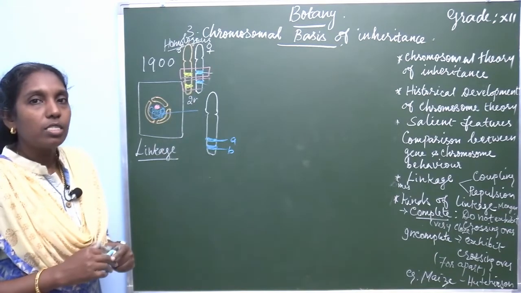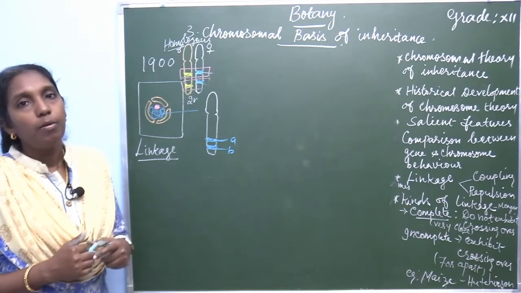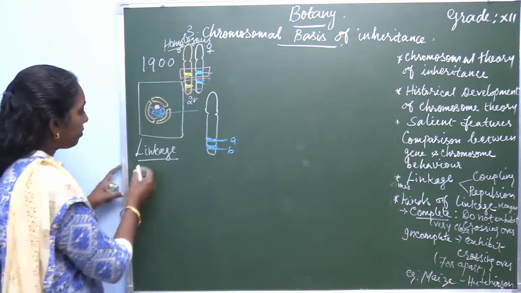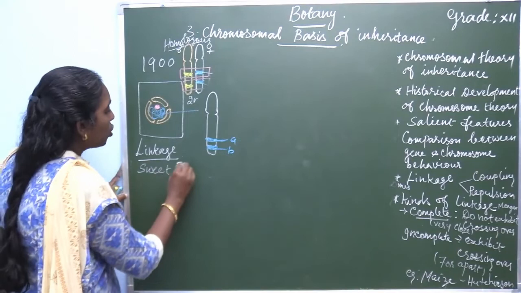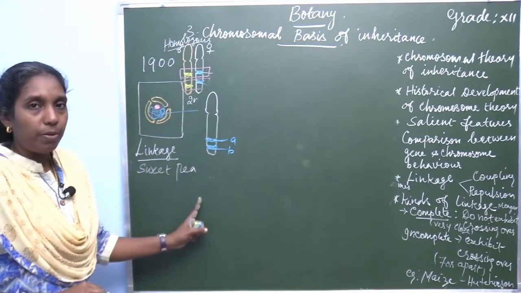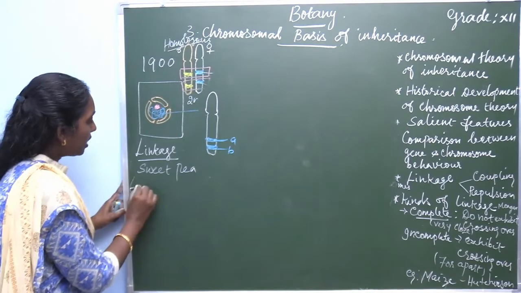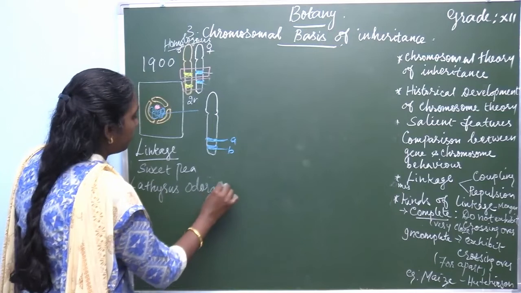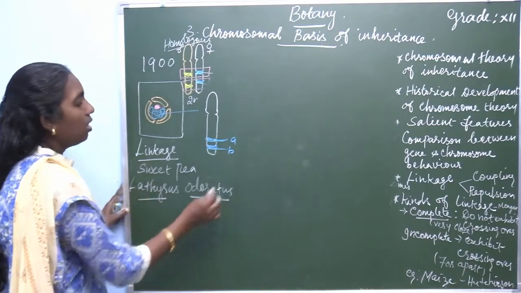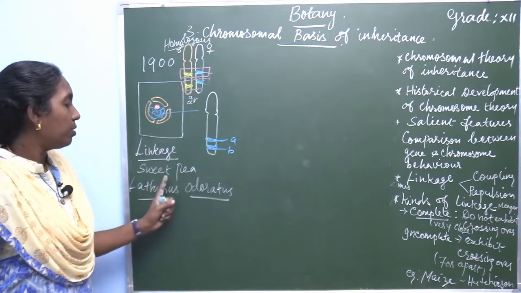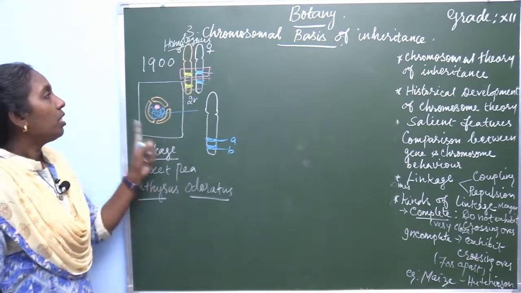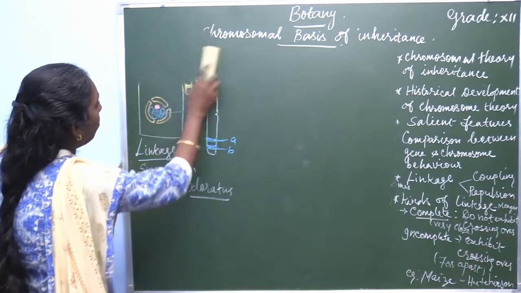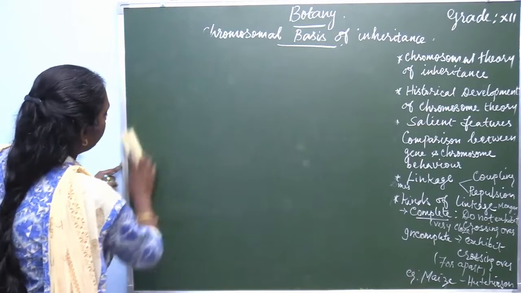One such example was observed by Bateson and Punnett in sweet pea. The botanical name of the plant is Lathyrus odoratus. In sweet pea, they observed linked genes. They chose one example.